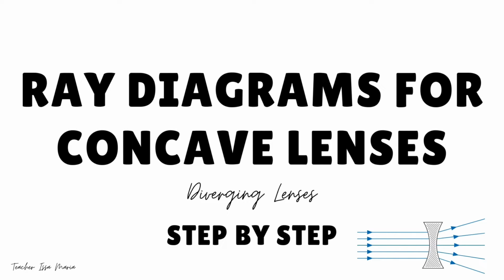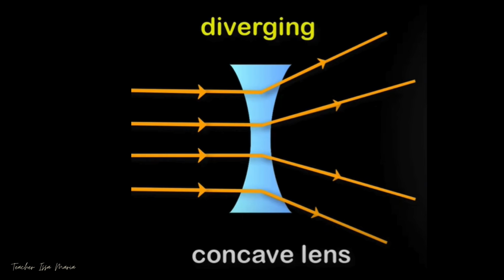Have you ever noticed how a concave lens always makes things look smaller? Today, let's learn step by step how to draw ray diagrams for concave lenses. And you'll see why the image is always virtual, upright, and diminished.